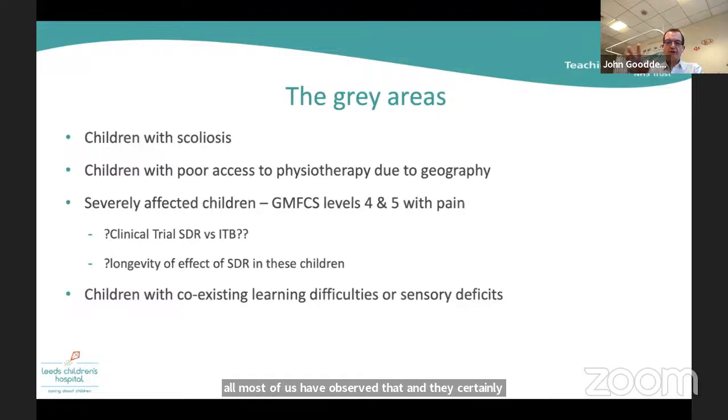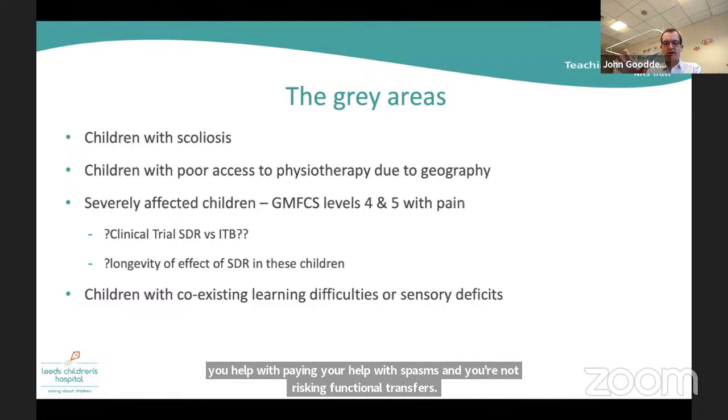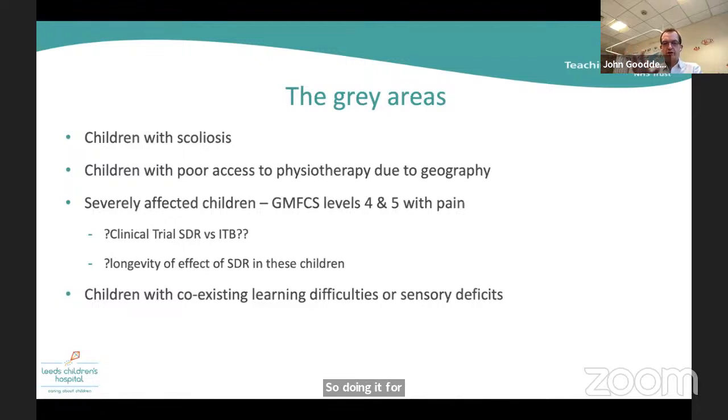With the GMFCS 5s, that's easier, because those children are wheelchair bound, and by doing SDR for those, you help with pain, you help with spasms, and you're not risking functional transfers. So doing it for those children is easier. There's less at risk if they lose function.